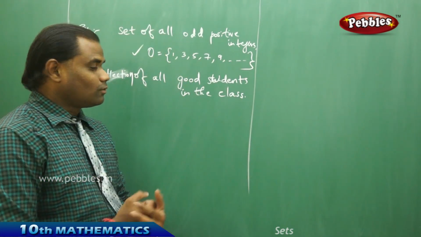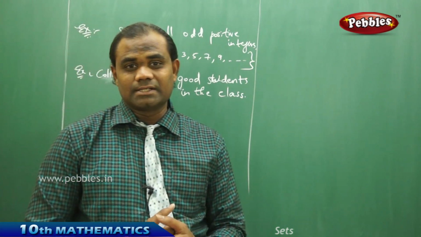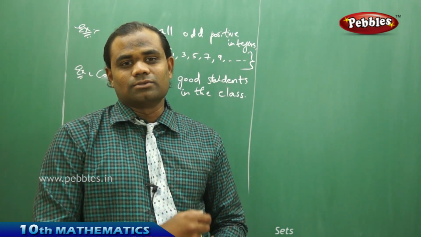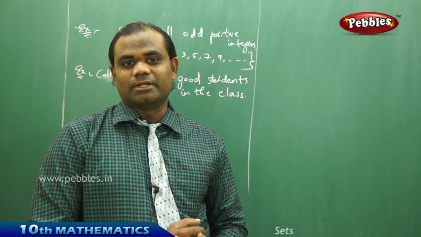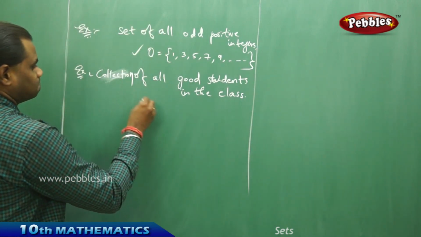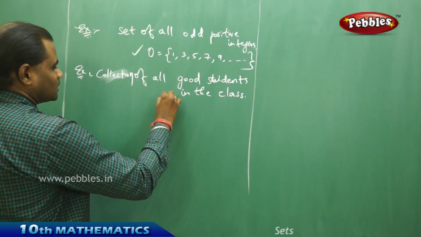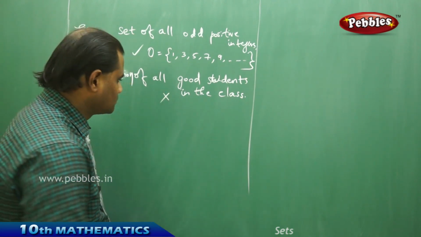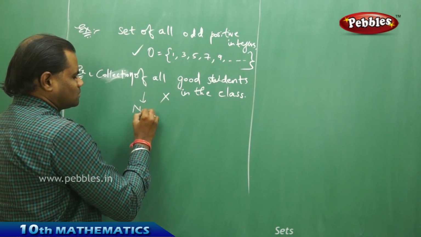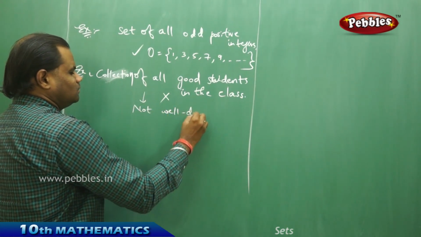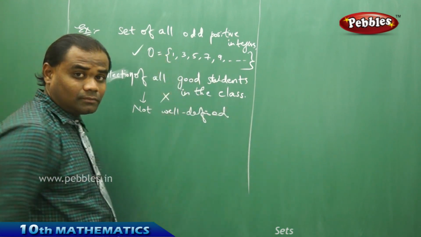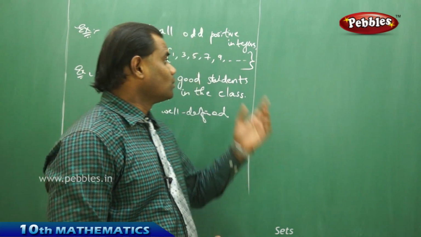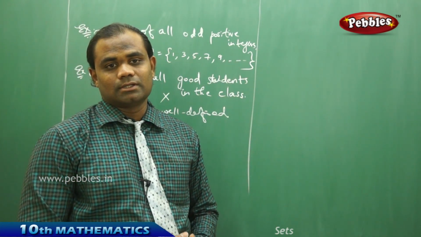Therefore, the collection of all good students in the class may not be a set because it is difficult to identify the good students exactly on mathematical grounds. Therefore, it may not be a set because it is not well defined, and therefore this doesn't form a set, but the earlier one forms a set because it is a well-defined collection of objects.